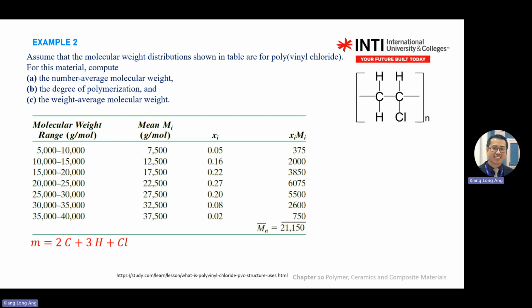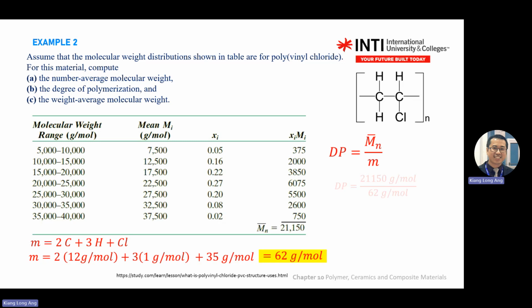You need to calculate the monomer molecular weight. So this one already calculated 28, right? 12 plus 4. Again, this one is a bit different. This one is polyvinyl chloride. It is Cl. You need to refer to the periodic table, find the molecular weight of Cl. Don't always assume you have hydrogen at the four corners. Okay, so you take 21150 divided by 62 is the degree of polymerization.